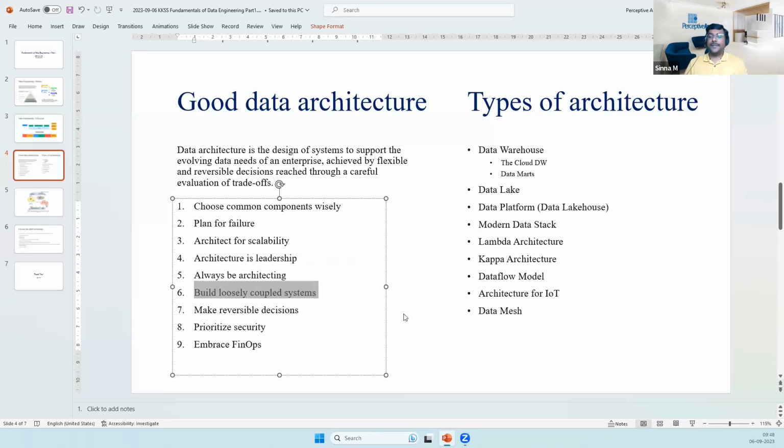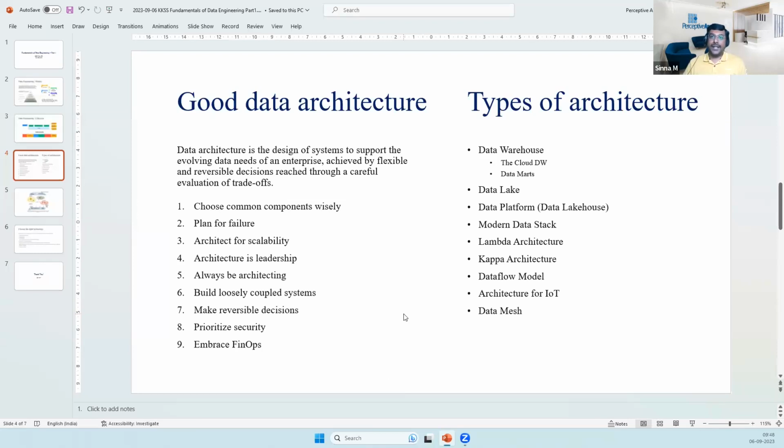This is a very important point that I like. Building loosely coupled systems. When we are creating the modern data stack, where you are piecing together a lot of different tools, and this is also applicable for companies that have a lot of different teams with their own data handling capabilities that have to share data across them, right?